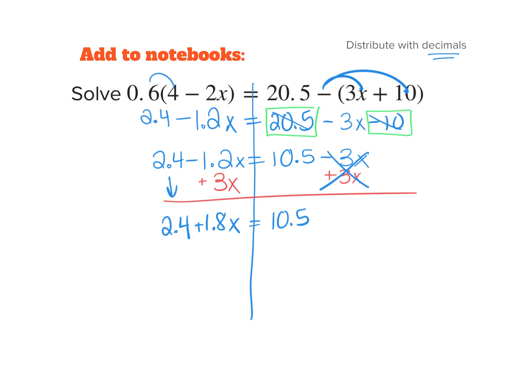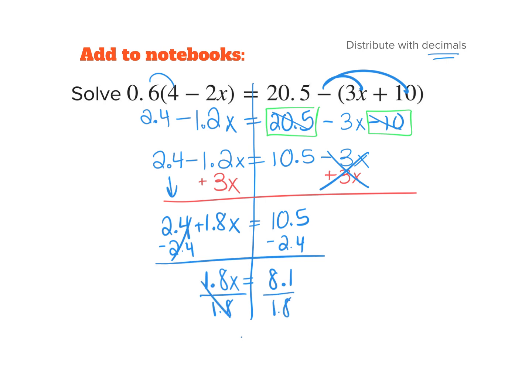All we have to do is isolate that variable. I'm going to do that by taking 2.4 off the left and taking 2.4 off the right. On the left side, I have 1.8x, and on the right side, I have 8.1. My final step is divide both sides by my coefficient, and 8.1 divided by 1.8 gives me an answer of 4.5.